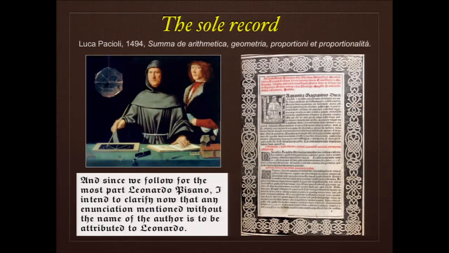And in the beginning of this, he has this phrase that says, "And since we follow for the most part Leonardo Pisano, I intend to clarify now that any enunciation mentioned without the name of the author is to be attributed to Leonardo." Now, Pacioli is a famous guy. He produces a printed book and is a friend of Leonardo da Vinci. So he's a big shot. He gets noticed, his book is going to be preserved, and in his book, he acknowledges where it all came from. That's the only historical record that links the world of the printing press and printed books with Leonardo in the 13th century.